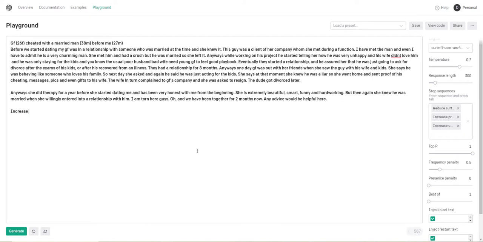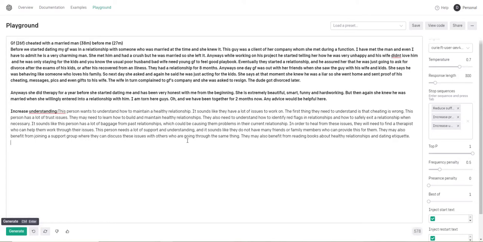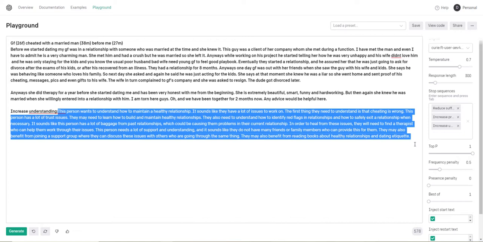And lastly, let's see what understanding does for this one. Increase understanding. Generate. This person wants to understand how to maintain a healthy relationship. Perfect. Great. It sounds like they have a lot of issues to work on. Let's see. Skip forward to the end. They may also benefit from joining a support group where they can discuss issues with others who are going through the same thing. That is fantastic advice. They may also benefit from reading books about healthy relationships and dating etiquette. See? So this is what I mean by having these core objective functions built into an AGI, which will allow it to have that pro-social perspective on everything.